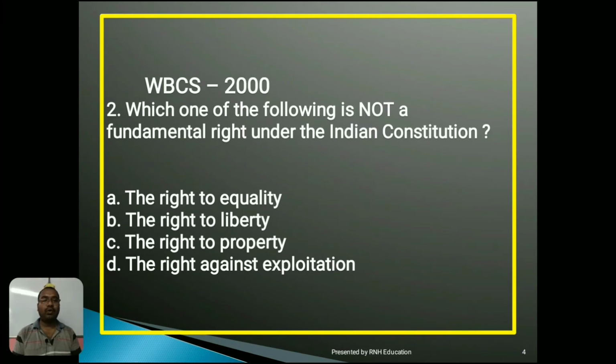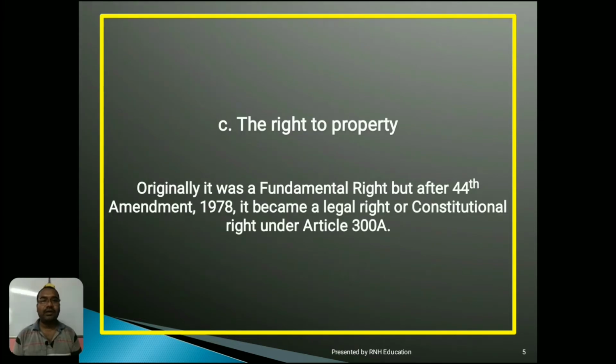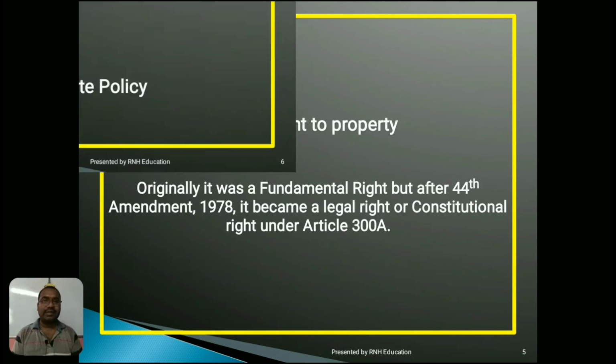Which one of the following is not a fundamental right under the Indian Constitution? Options are A, the right to equality, B, the right to liberty, C, the right to property, and D, the right against exploitation. Now see the answer. The answer is option C, that is the right to property. Originally it was a fundamental right, but after the 44th Amendment Act 1978 it became a legal right or constitutional right under Article 300A. Going to next slide.